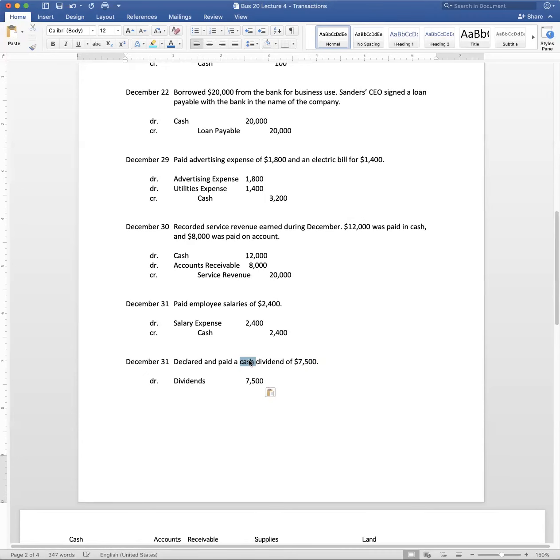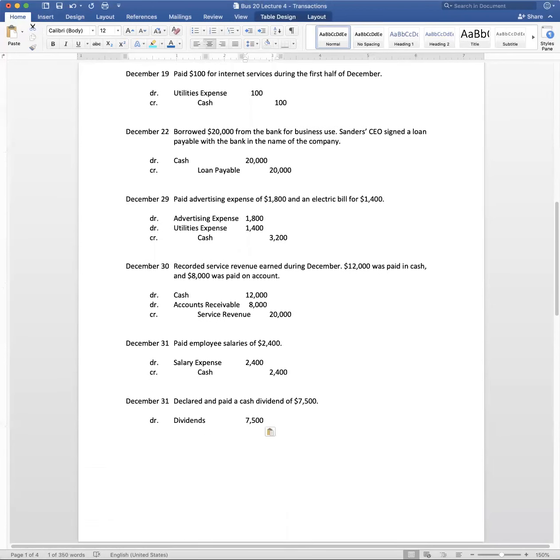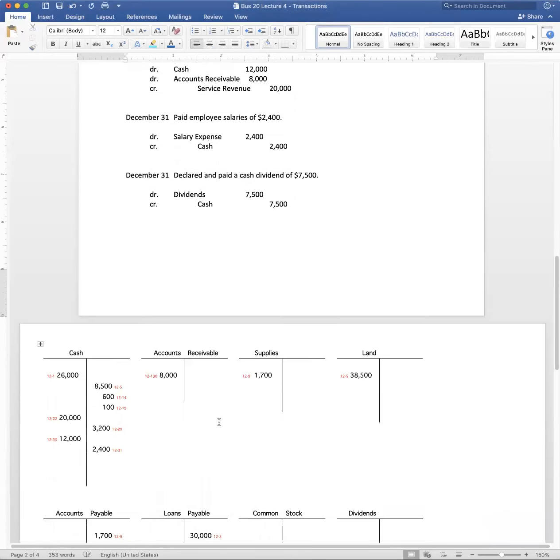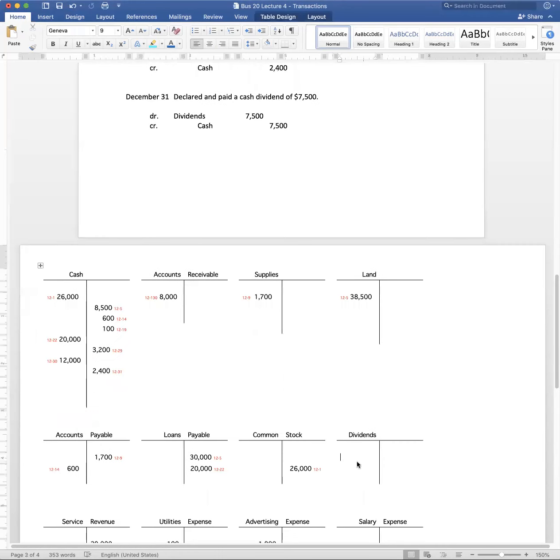And then, of course, clearly it was paid in cash. So since we're paying the dividend, cash, which is an asset, is decreasing, and that's going to be a credit. So we're going to credit cash for $7,500. All right, and we're going to post that in the T accounts. So we're going to have a debit to dividends of $7,500. And then we're going to have a credit to cash of $7,500.